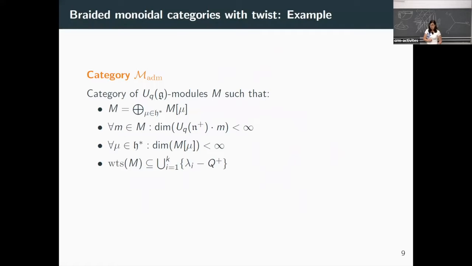So these are then braided monoidal categories with twist. They are similar to the ribbon categories, but we no longer have duals. So no left duality, no right duality, but we still have the twist automorphisms. As an example, we take this category.